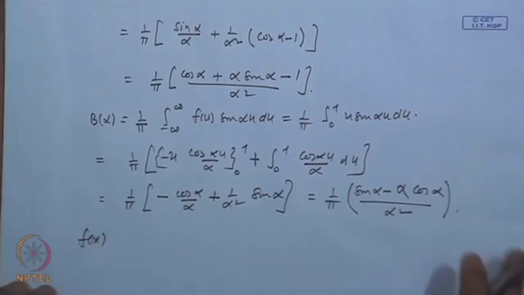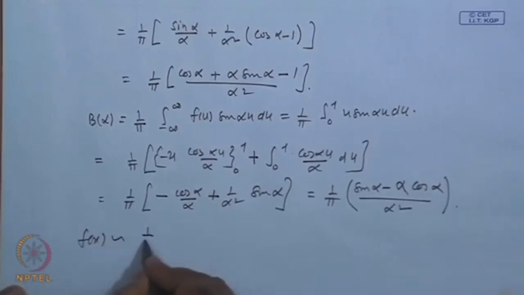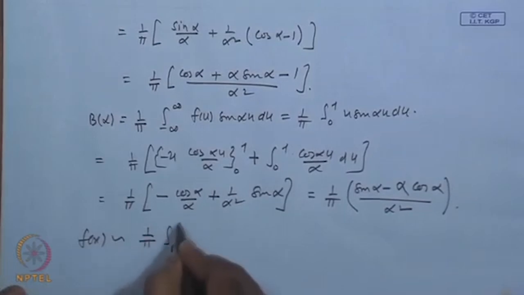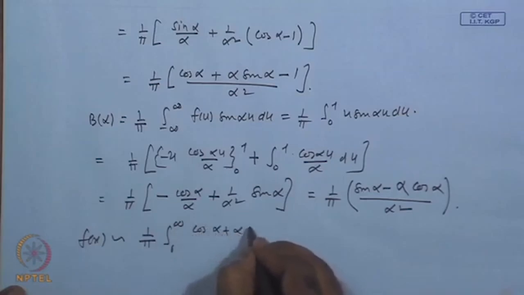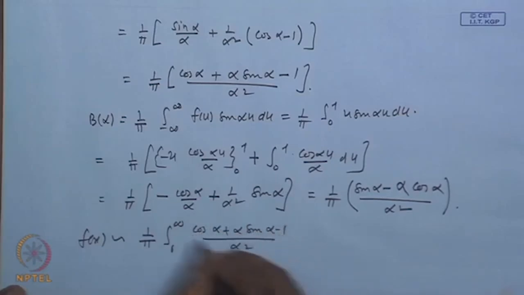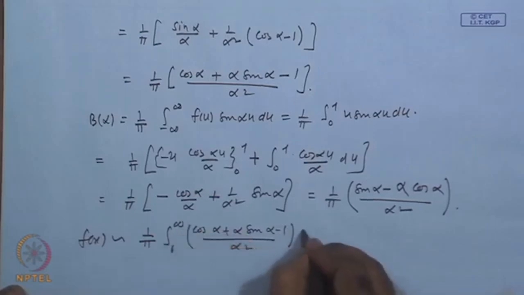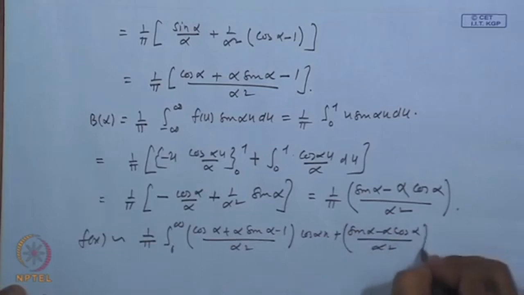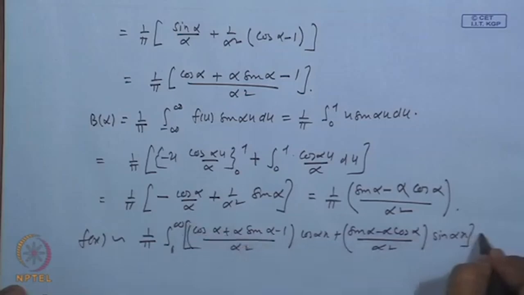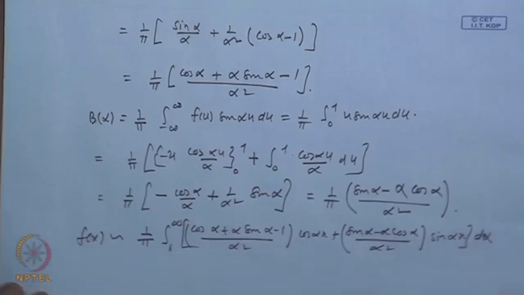So, the Fourier integral representation of the given function is the integral from 0 to infinity of [(cos alpha plus alpha sin alpha minus 1) divided by alpha square] times cos alpha x, this was A(alpha), plus B(alpha), that is (sin alpha minus alpha cos alpha) over alpha square, times sin alpha x, d alpha.